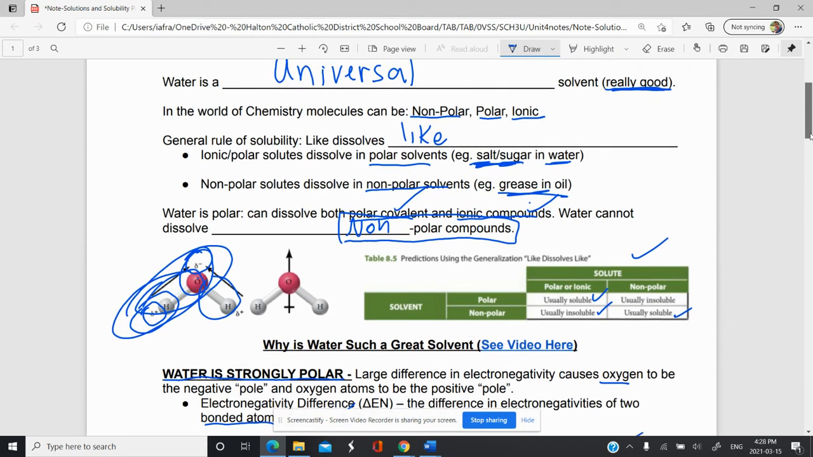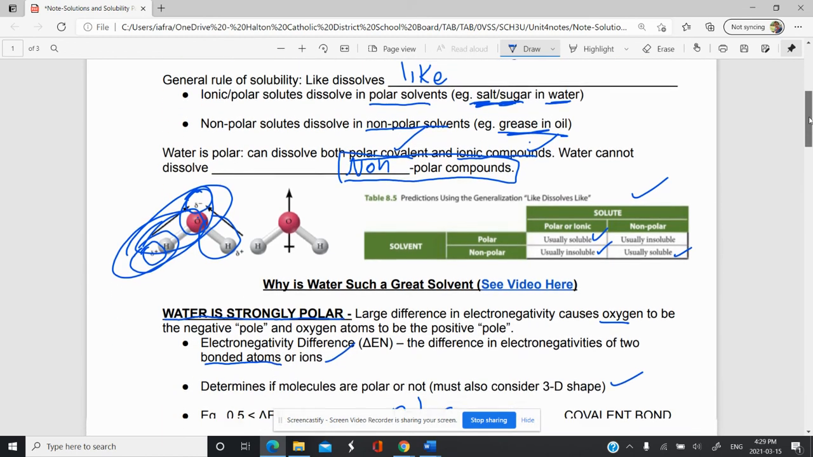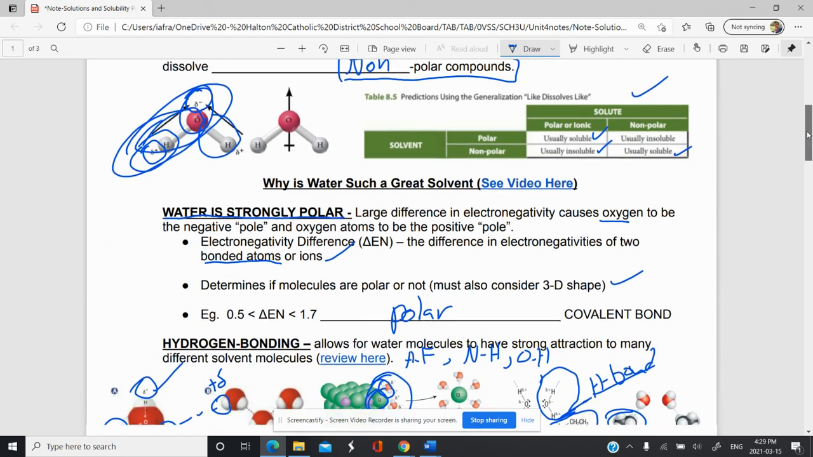We saw that water is a really good solvent. It's universal. We reviewed rules such as like dissolves like. Basically, polar dissolves polar and ionic, and nonpolar dissolves nonpolar, but cannot be dissolved in polar. We saw that water is called universal, but can't really dissolve everything. It can only dissolve really polar and ionic, but that's a lot of compounds regardless.